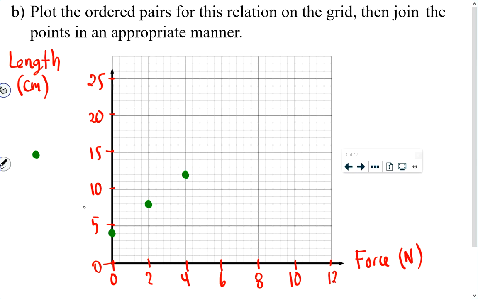When I look at the first green point and I go 2 newtons to the right of it, I go up 4 centimeters. And from that second point, I go 2 newtons to the right and up 4 centimeters. 2 newtons to the right and up 4 centimeters is the consistent kind of a staircase that we're building here. And the slope of the staircase is going to be the same because the base is always going to be 2 newtons and the height is going to be 4 centimeters.